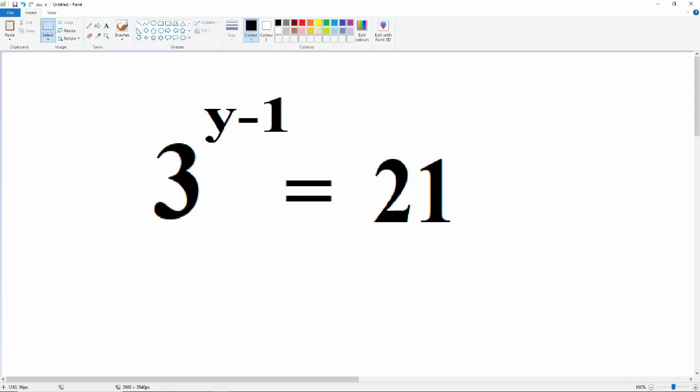Okay, so somebody's asked me to solve this problem. 3 raised to the power of y minus 1 is equal to 21. Okay, so it looks rather intimidating, but it's actually fairly straightforward. But before we can even begin to tackle it, there's some background we need to worry about.